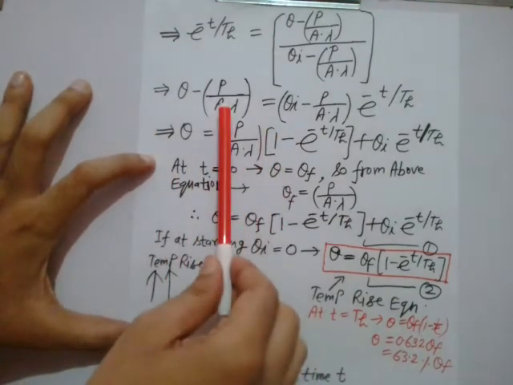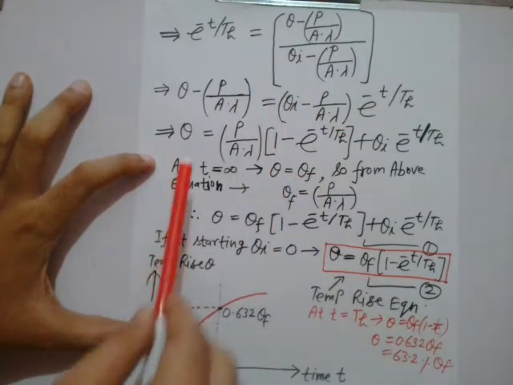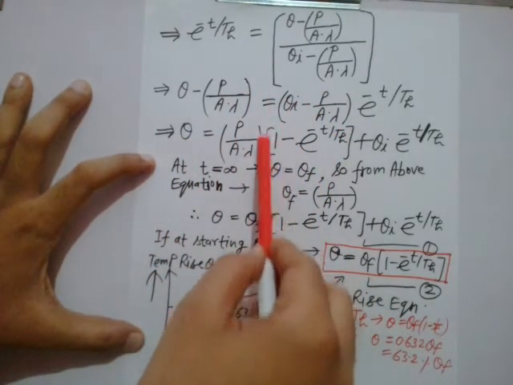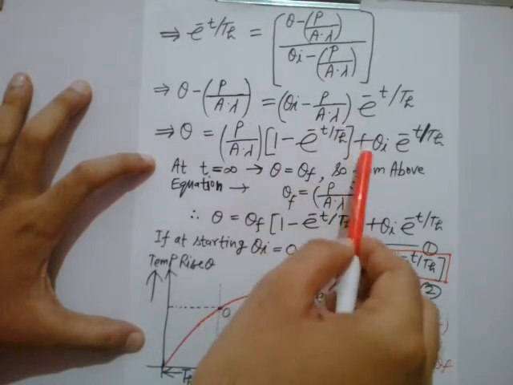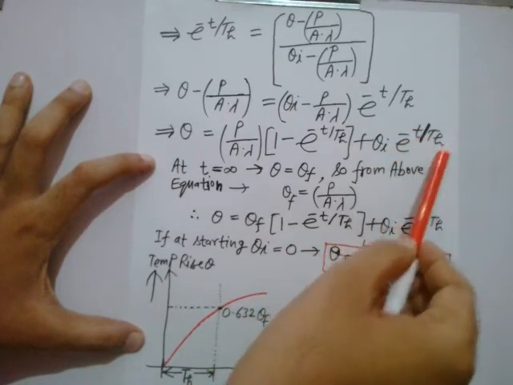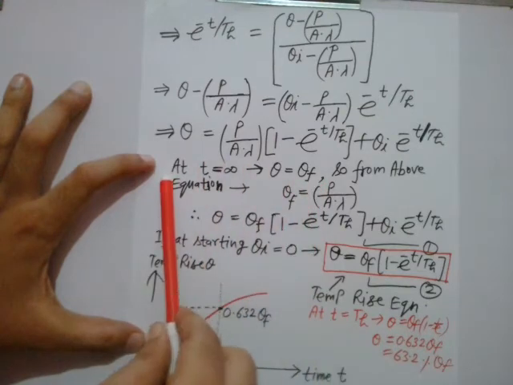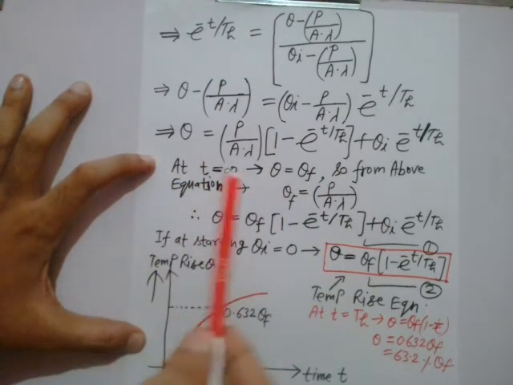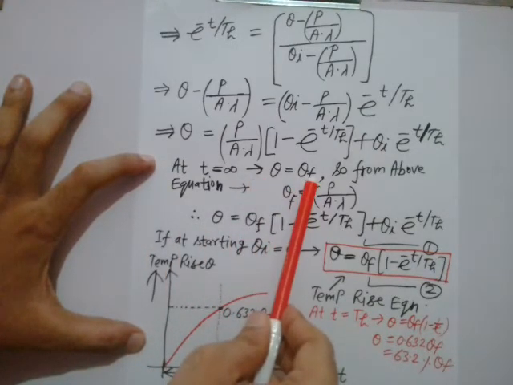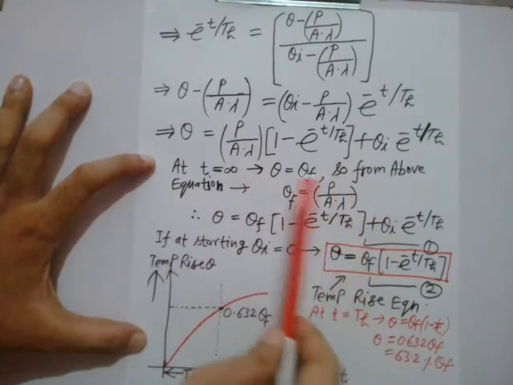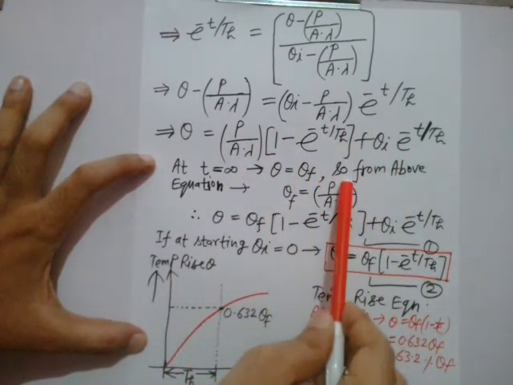Or when you take this whole term to the right hand side, you can write theta is equal to p by a lambda. When you take this common, you will get (1 minus e to the power minus t by tau h) plus theta I e to the power minus t by tau h, right? So at t is equal to infinity, theta is equal to theta f, the final rise in temperature, theta final. So from the above equation, when you put t is equal to infinity, you will get theta f is equal to p by a lambda, right?